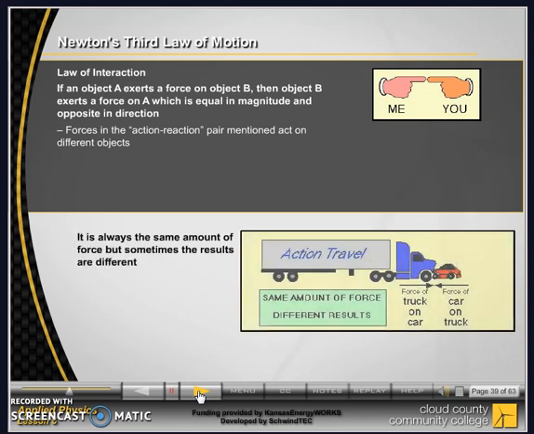Remember, it is always the same amount of force, but sometimes the results are different. The results are the effect which was caused by the force on each individual piece of the force pair. Hence, if the masses are different, like in a small car and a large truck, then the effect can be different, even though the forces are of equal magnitude.